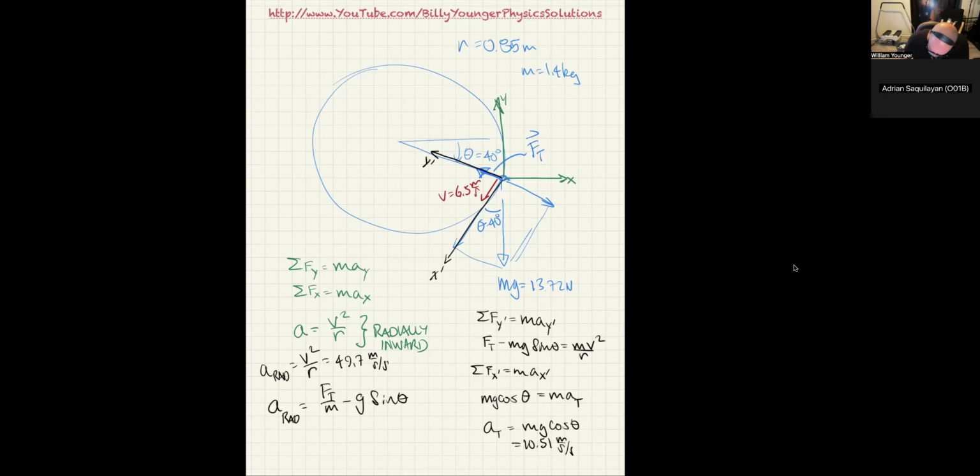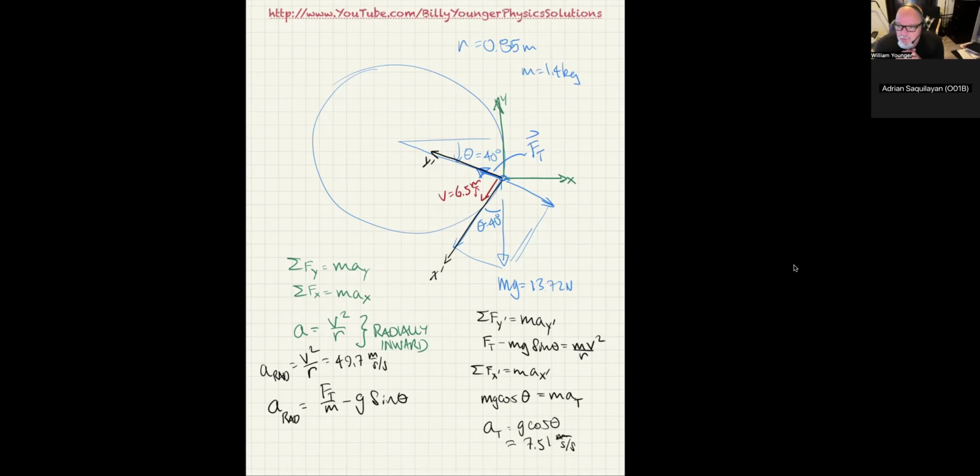That's a problem because I was supposed to divide through by m, so let me correct that. The tangential acceleration is supposed to be g cosine theta, which is 9.8 times cosine 40, and that gives me 7.51 meters per second squared. So that's all you have to do.